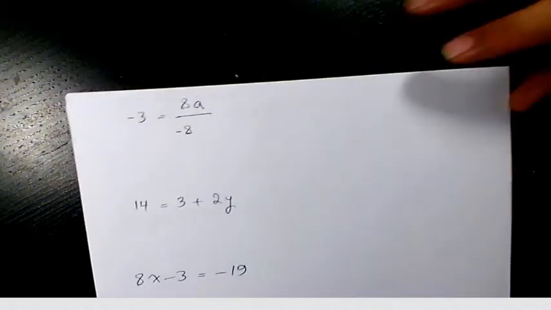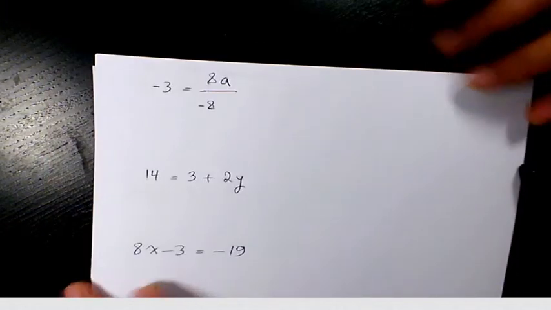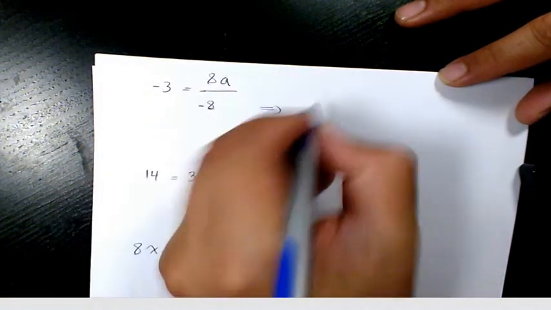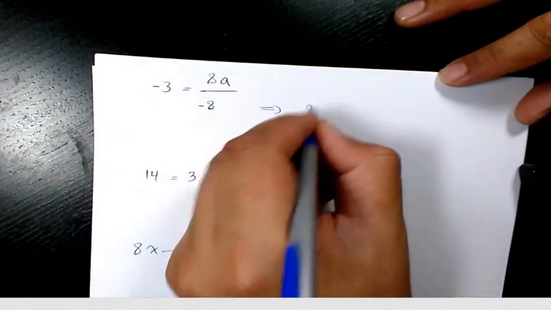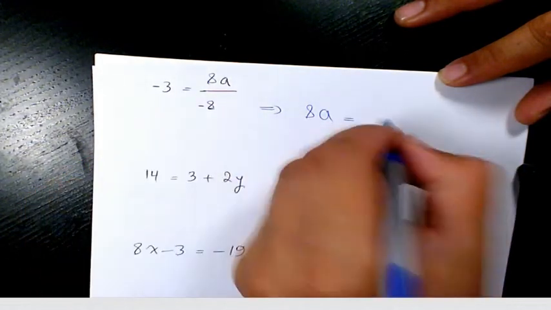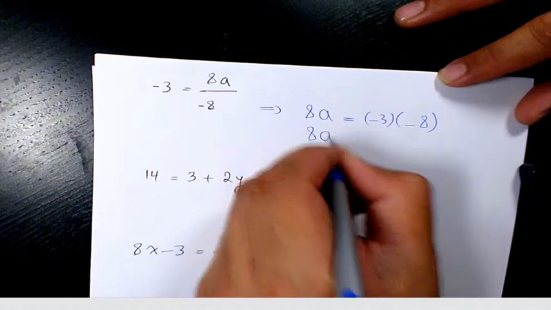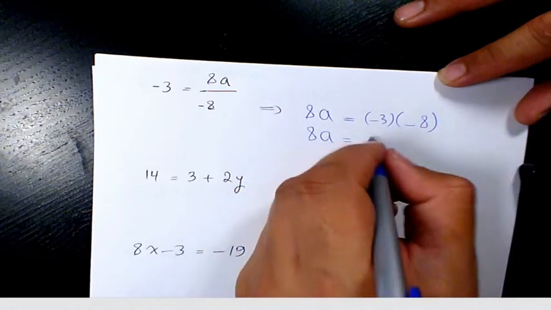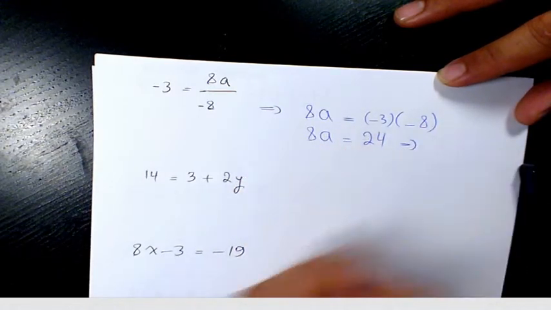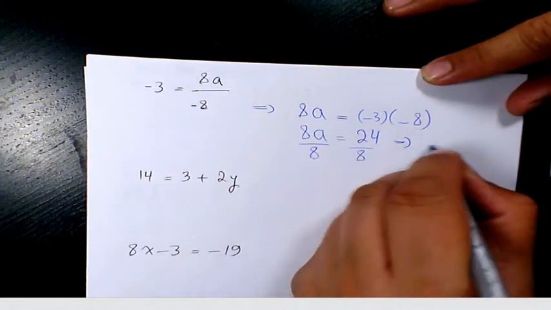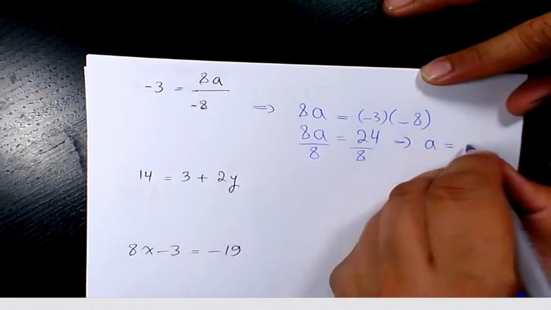Next one. We have negative 3 equals 8a divided by negative 8. So cross multiplication, I can say 8a equals negative 3 times negative 8, which is 24. So 8a divided by 8, a will be 24 divided by 8, which is going to be 3.